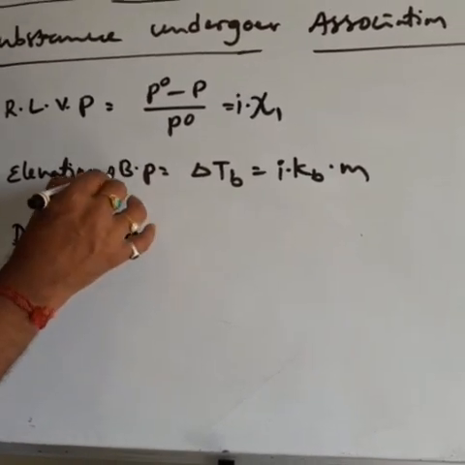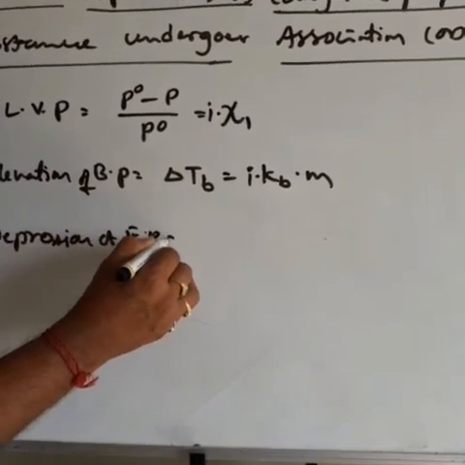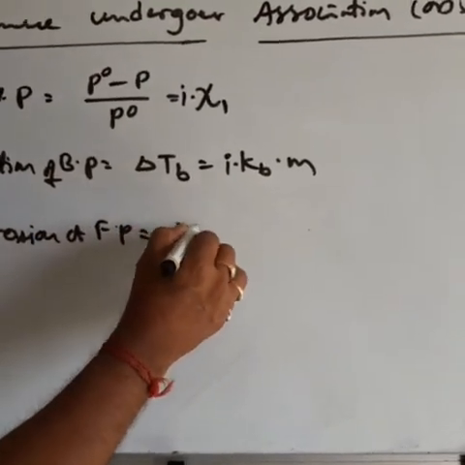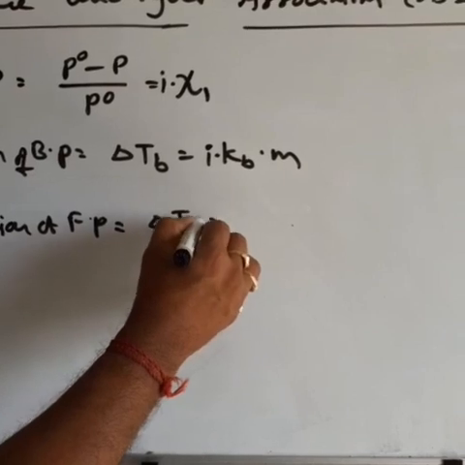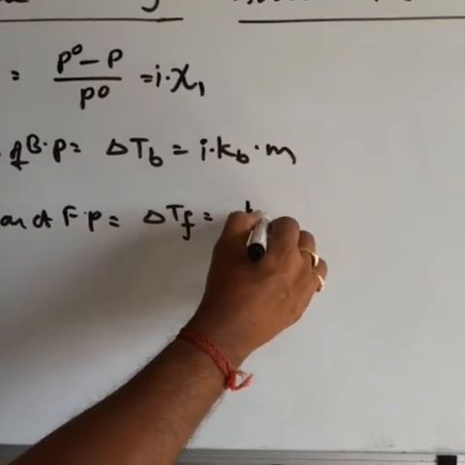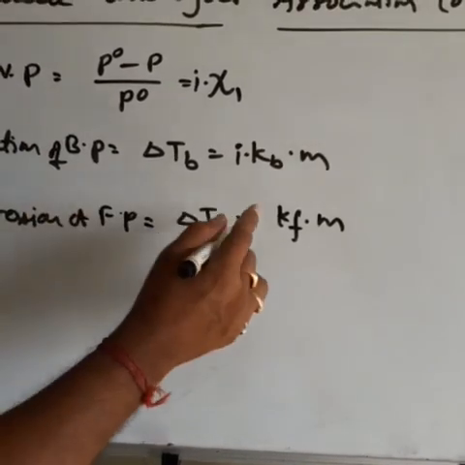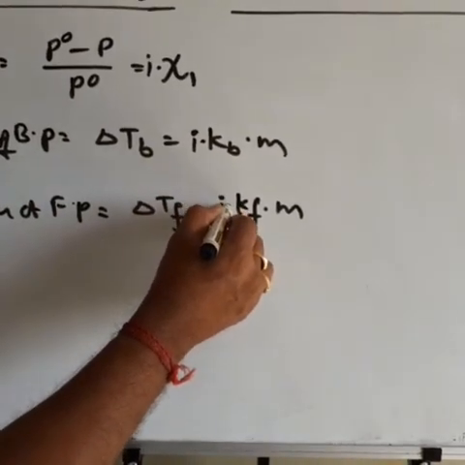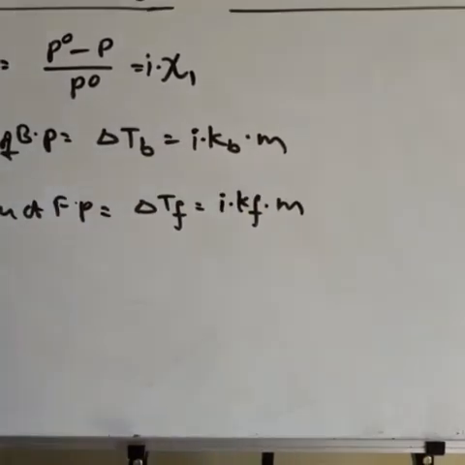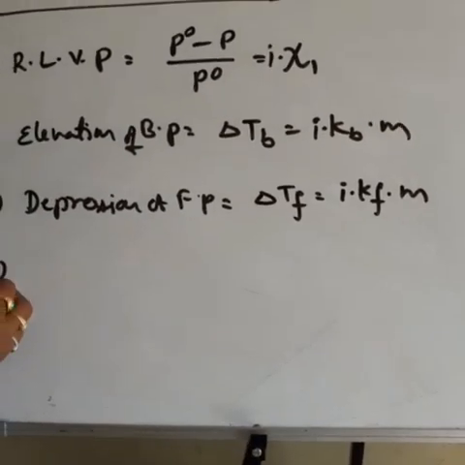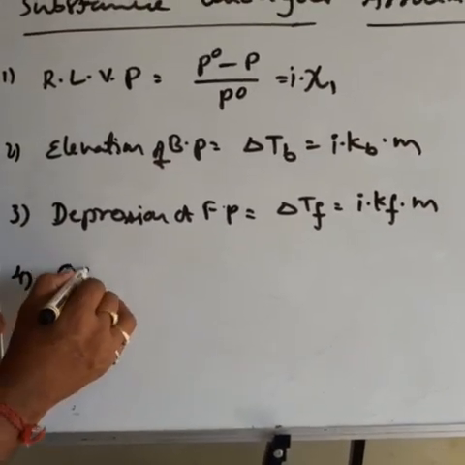Depression of freezing point. Without any association or dissociation, the depression of freezing point is Kf into M. But due to association or dissociation, it becomes i into Kf into M. Then next one is osmotic pressure.